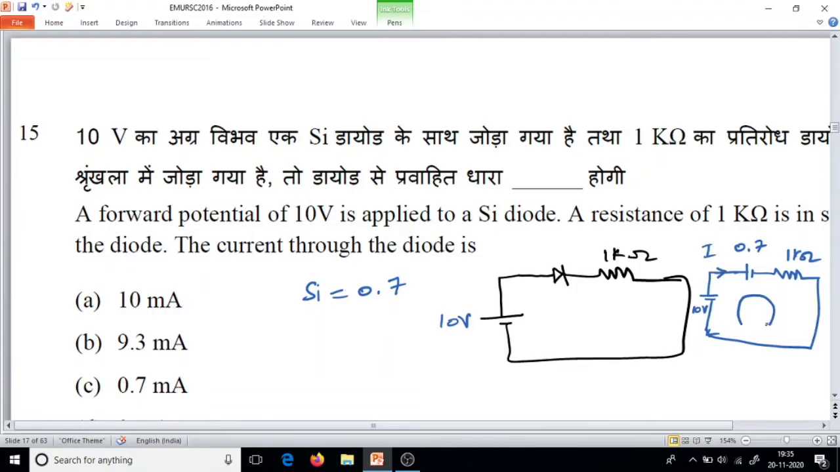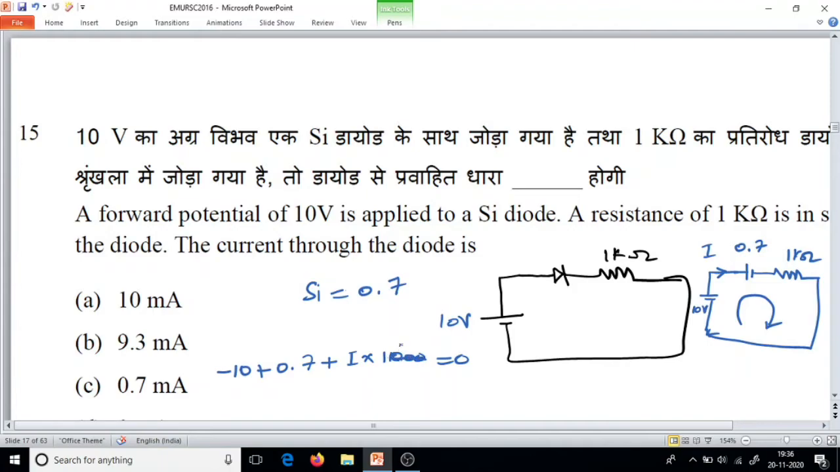Now we'll apply the Kirchhoff voltage law. So I will always start from negative to positive. If you have doubt in Kirchhoff law, you could watch my video on Kirchhoff law. You should have good control over Kirchhoff law. So I will write minus 10 plus 0.7 plus I multiplied by 1 kilo ohms, that is 1000 ohms, equal to 0.